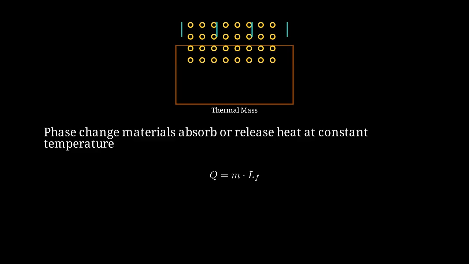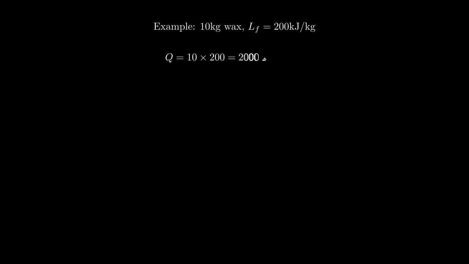The heat absorbed or released equals mass times latent heat of fusion. Example, 10 kilograms of phase change wax with latent heat of 200 kilojoules per kilogram can store 2,000 kilojoules of thermal energy, equivalent to running a small heater for over half an hour with no electrical input.